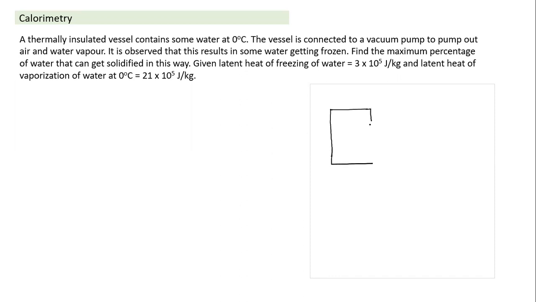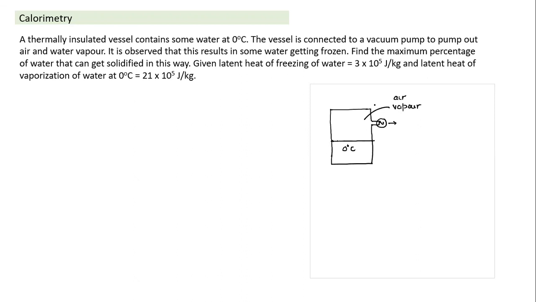And you might have noticed what the vacuum pump is. There's some pump here, which takes away basically anything which is in the vapor form. It can take away vapor or it can take away air molecules. So it takes away this air, basically gas molecules from here. So the thermally insulated vessel is not receiving heat, not transferring heat here. It contains some water at 0 degree centigrade. So there's water initially at 0 degree centigrade.